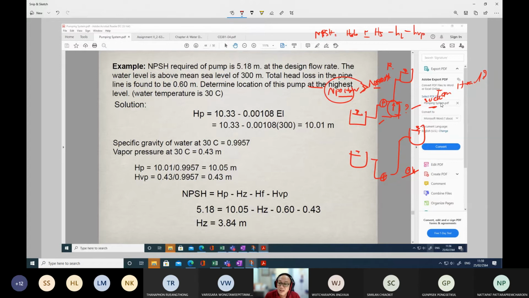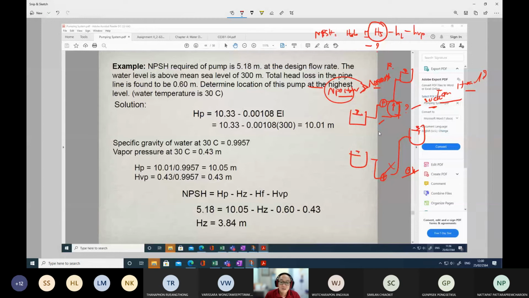The question is asking about the suction head, so this amount you have to determine. And asking about the highest, it means that an installation like this needs to be negative only. You cannot use the positive. Positive means an installation like this.